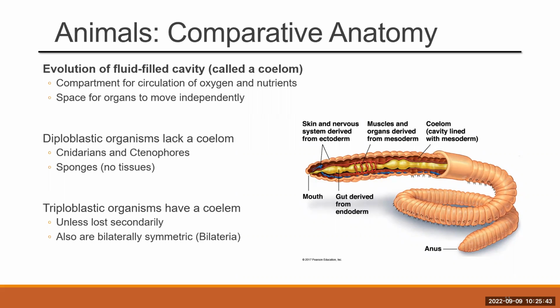They all have a coelom, unless it's lost secondarily. I don't know of any examples of that, but animals are weird, so I'm sure something loses it. And they're also going to be bilaterally symmetric. And so again, all these traits kind of pop up at the same time.